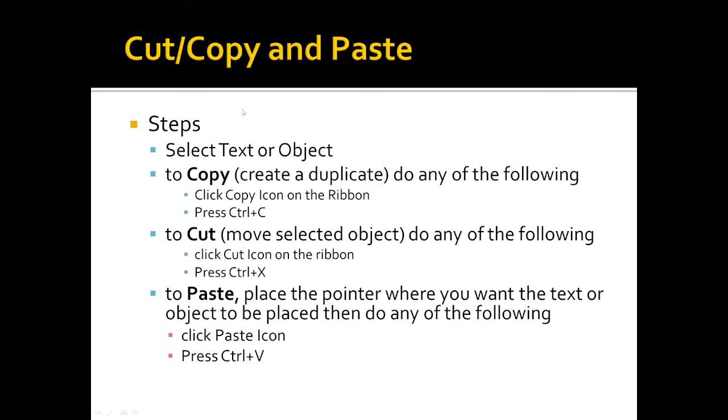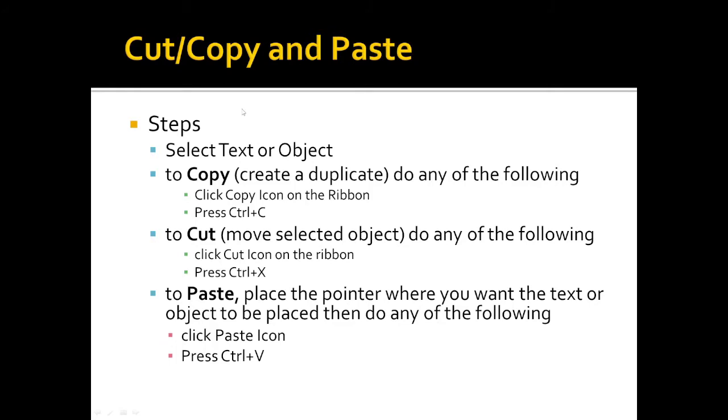Now, how do we cut, copy, and paste? So the first step is to select the text or the object. And then to copy or to create a duplicate, do any of the following. We can click the copy icon on the ribbon or we can press Ctrl C. So these are two of the ways we can use to copy the text or object.